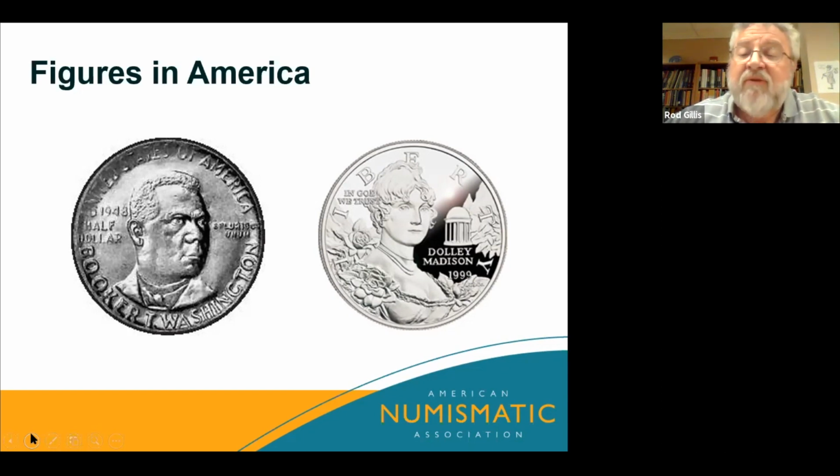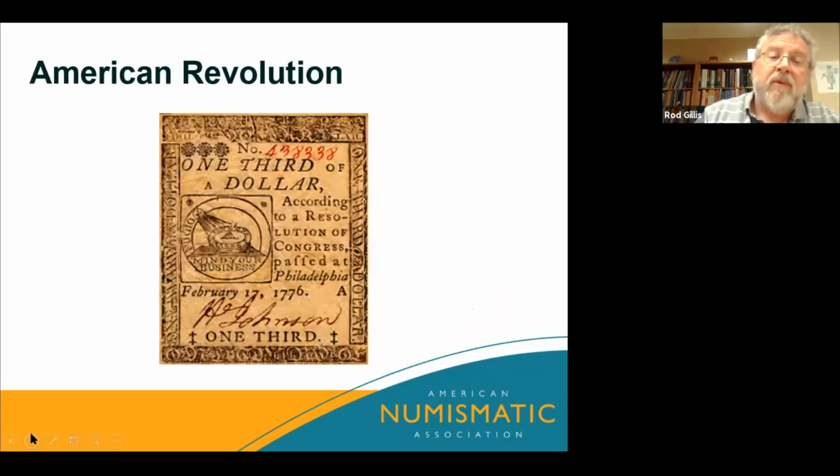And on the right, we have Dolly Madison, who appears on a 1999 commemorative coin. So the idea that you just have to be a man, or an ex-president or something like that, is just not so. There are several examples that we can point to that disprove that idea.